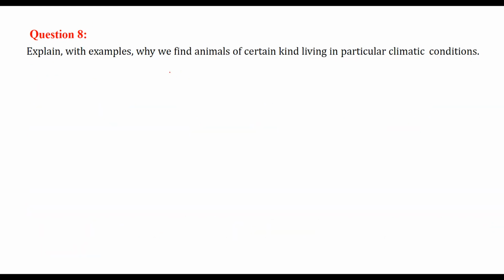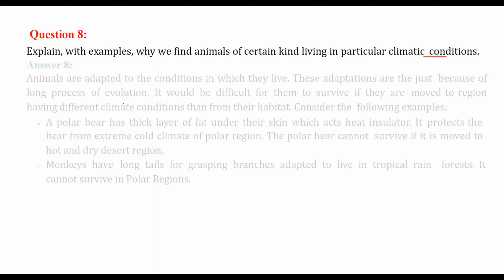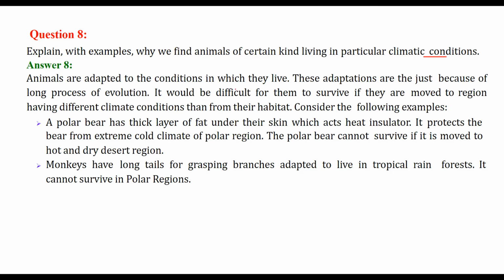Explain with example why we find animals of a certain kind living in particular climatic conditions. You will not find the polar bear in Rajasthan or even in New Delhi, because there is a proper climatic condition to which the animal has adapted. You will not find a penguin in, say, Saudi Arabia. So animals are adapted to the conditions in which they live. This is a very important line. They are adapted to the conditions in which they live.